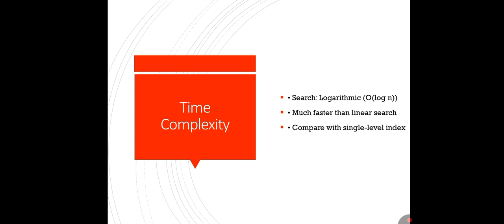Next, time complexity. Time complexity is one of the biggest advantages. With n records and b entries per index block, you need only log base b of n steps to find a record. This is similar to binary search and is far more efficient than scanning the full table.